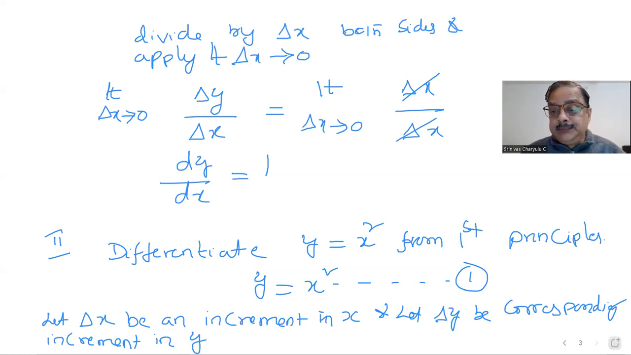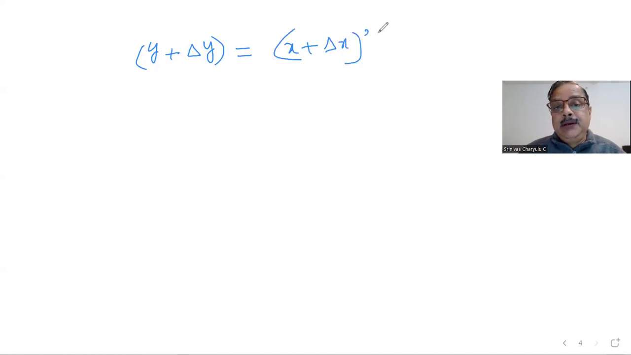Then what you will get here? You'll be getting y plus delta y. Here, y plus delta y is equal to x plus delta x whole square, because what is the function here? Function is nothing but y is equal to x square. So x square, when it is changing, let us say in x I am giving an increment of delta x. So it becomes x plus delta x whole square.